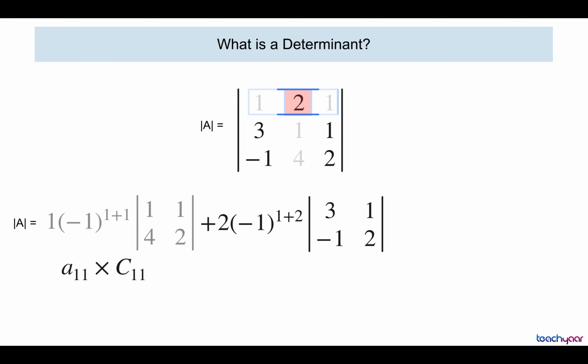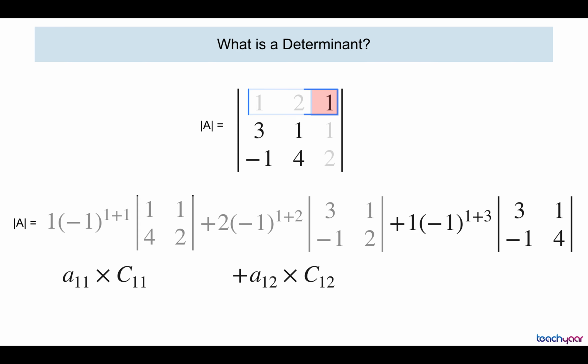Plus the second term times the cofactor of that. So you take out the first row, second column, you end up with this sub matrix. Take the determinant of that and multiply it by minus 1 to the power of 1 plus 2, because this is a12, and you multiply that by that. So a12 times the cofactor of 1, 2.